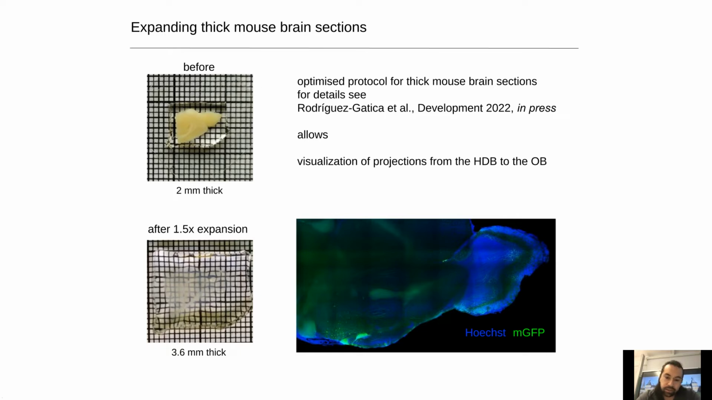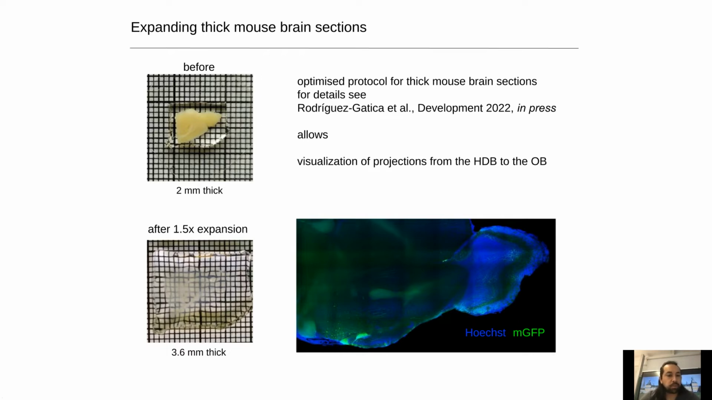In the lower right part, you can see a sagittal view corresponding to exactly the same sample, where we have nuclear staining in blue and GFP in green. There is a reason why we are using sagittal cuts: it is a more natural way to follow the projections of these neurons from the HDV to the OB, compared to the more traditional coronal sections.